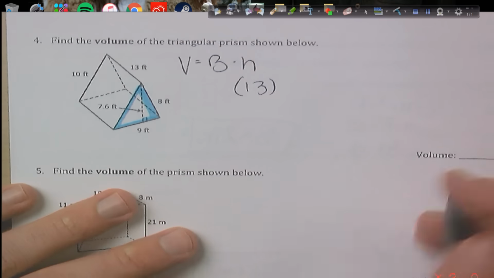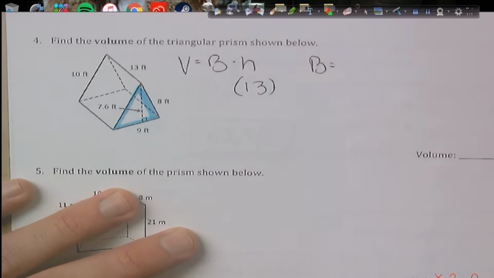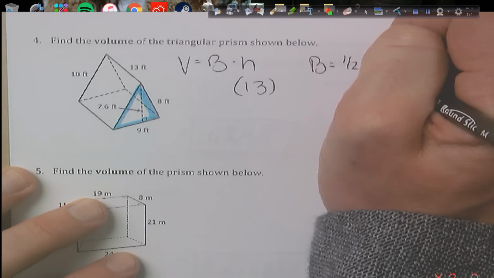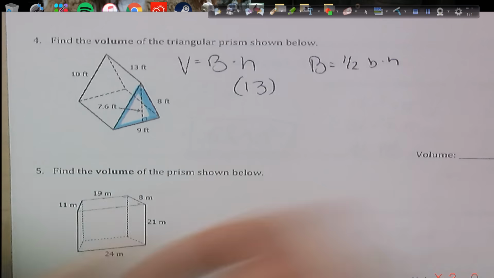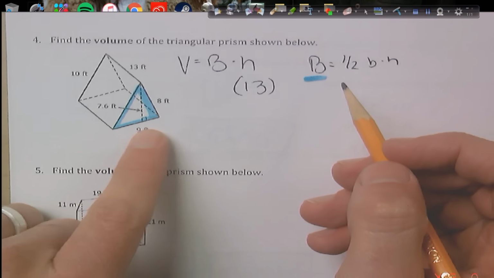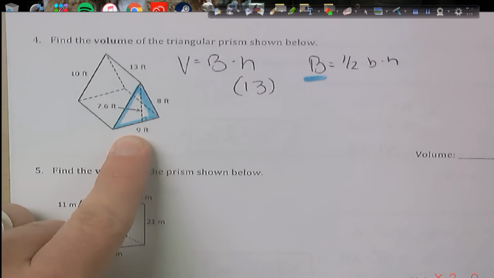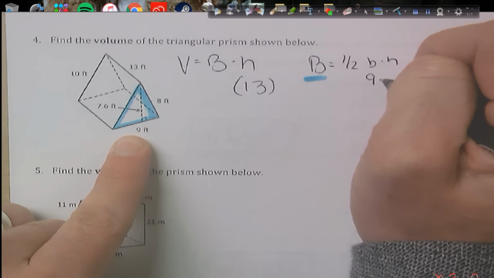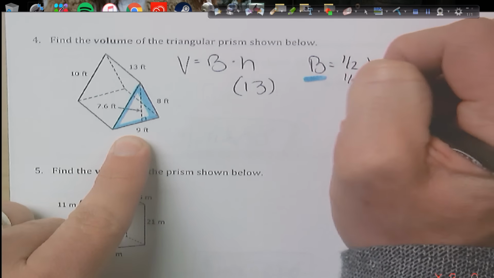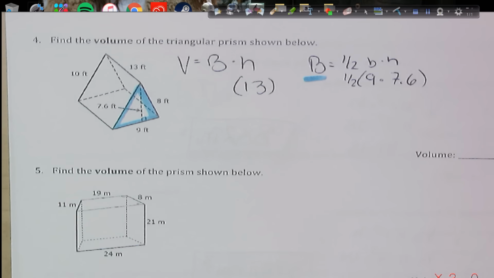And then over to the side, I'm going to say, okay, how am I going to find the area of the base? The base is a triangle, so the formula is 1/2 B times H. I'm really focusing only on the blue part for this piece. The base of this triangle is 9, and the height is 7.6. And then I'm going to take half of that. Okay, so calculate all that out.